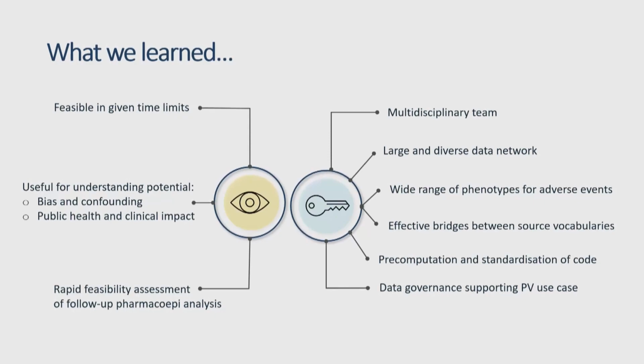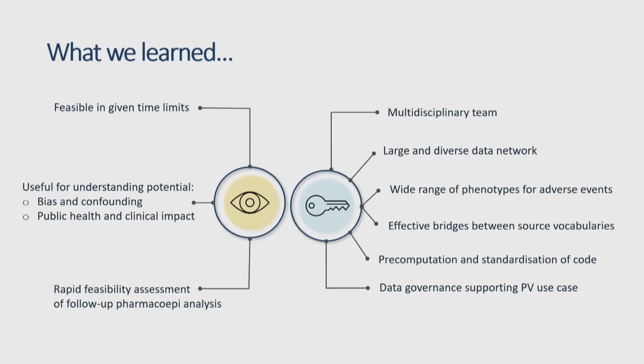Apart from these insights, we also defined some key user requirements for future implementation of these data in our routine signal validation process. So first of all, what is key is that you need a multidisciplinary team, and you also need to have access to a large and diverse data network, because during the study-a-thon, we saw that some of the questions could not be addressed in the data available, but could have been addressed in the bigger network.